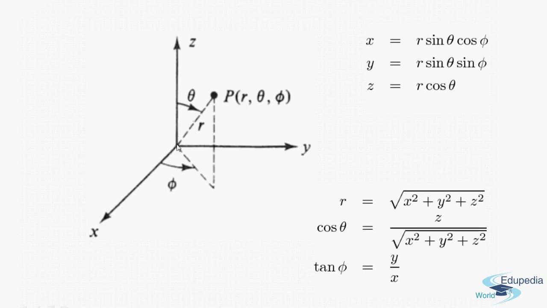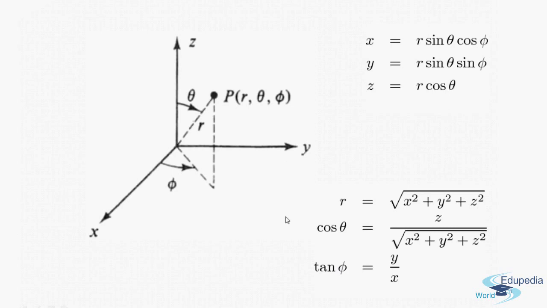r cos theta is the component along the z axis. r sin theta is the component in the xy plane. So r sin theta itself has 2 components. This line is r sin theta, and it has a cos phi component, r sin theta cos phi, which is the value of x, and it has a sin phi component, r sin theta sin phi, which is the value of y. And from these two, you can see the inverse relationship as well. Tan phi is equal to y by x.